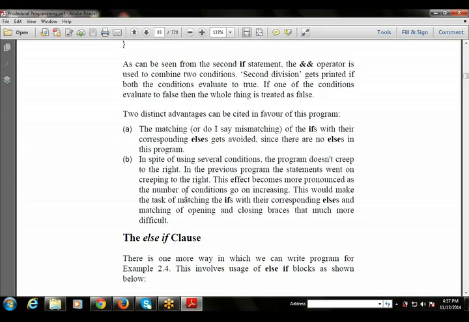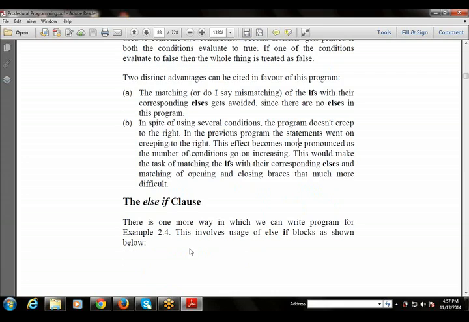This would make the task of matching the if with its corresponding else, and the number of opening and closing braces, much more difficult. That is, we can check the scenarios, we can check the curly braces, we can check the if. Then next is the else if clause. That is the next part. That is the else if clause.